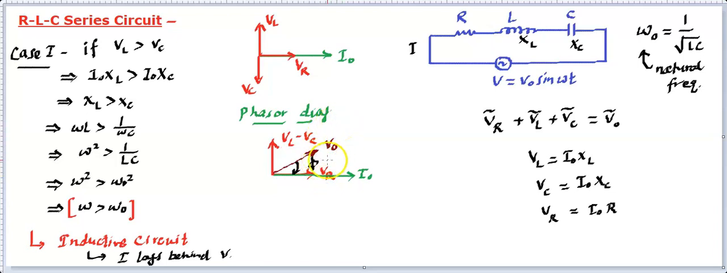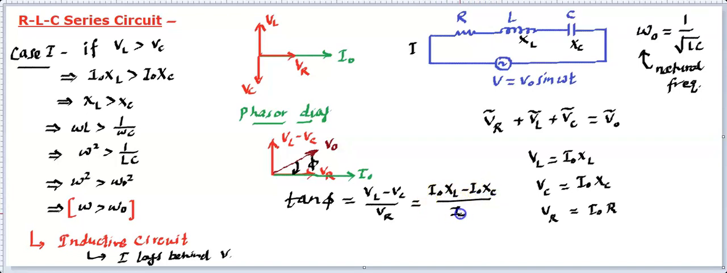So tan phi can be easily applied over here, and this tan phi is going to be equal to VL minus VC divided by VR. Now these are the values of VL, VC, VR we can place over here. So it will be I naught XL minus I naught XC divided by I naught into R. I naught will get cancelled out. So we get to know a formula, tan phi equals XL minus XC divided by R. So this becomes a formula to find the phase difference.